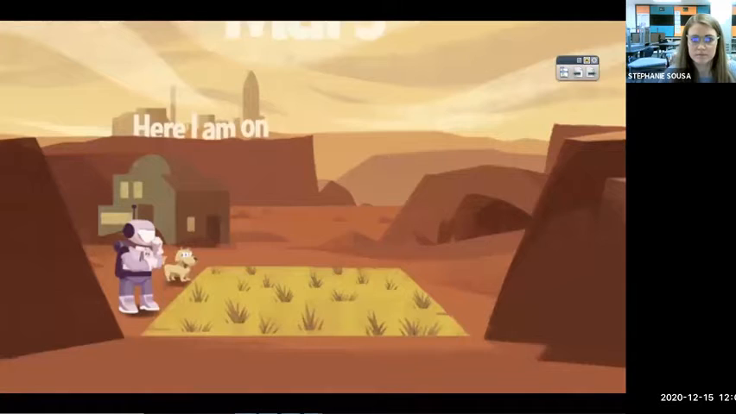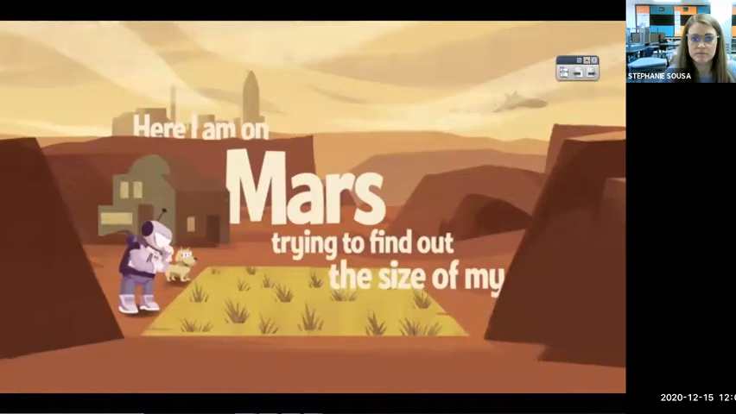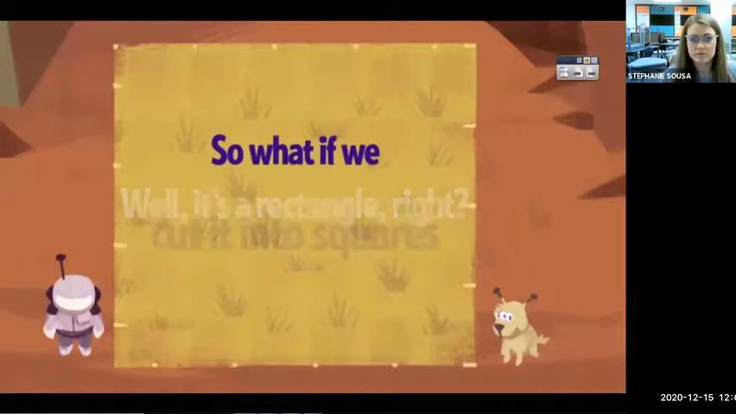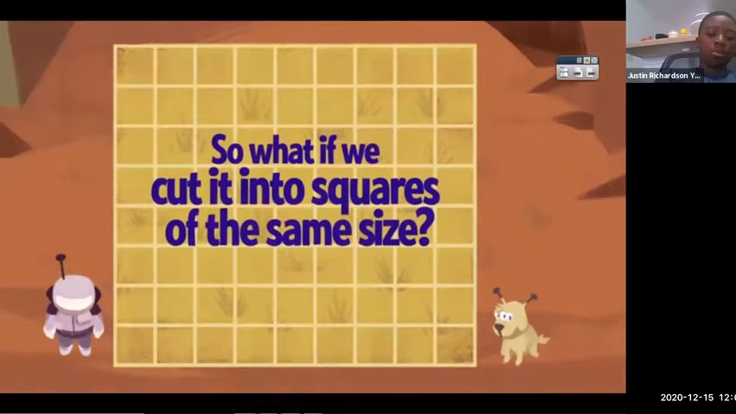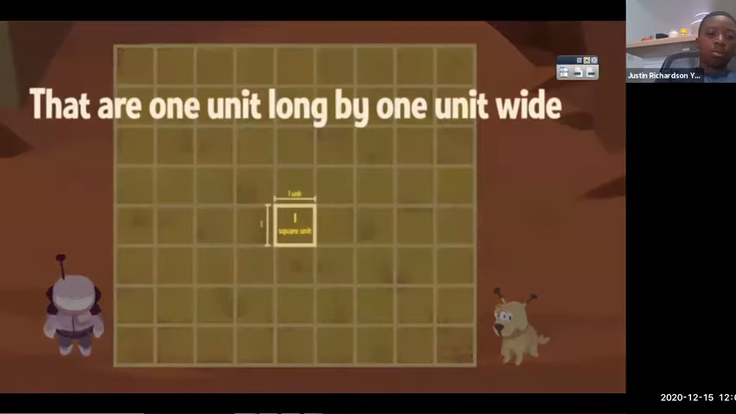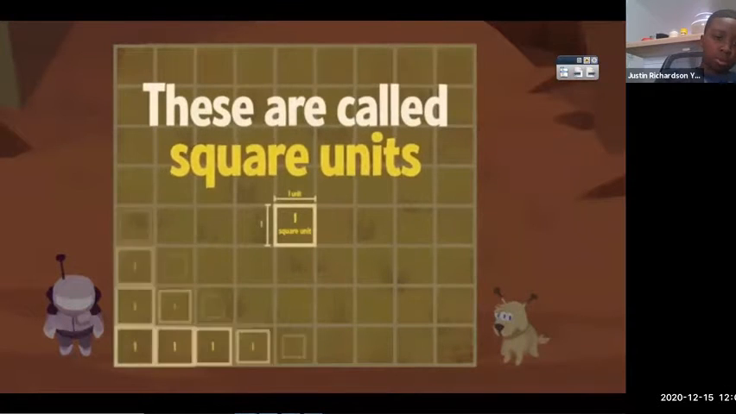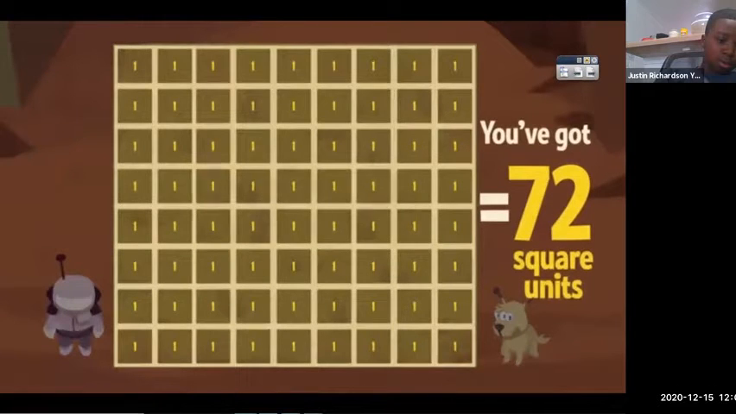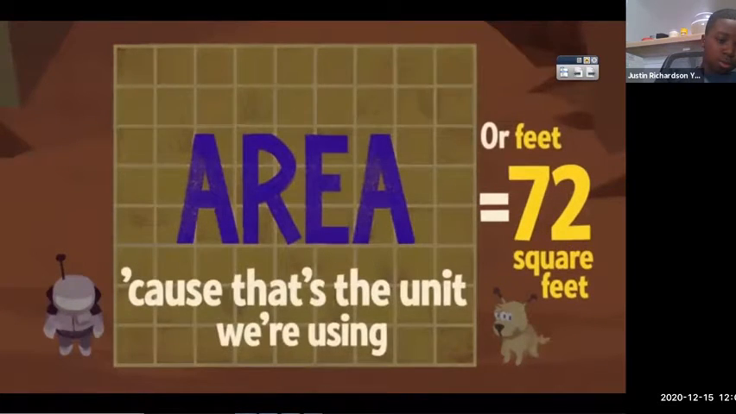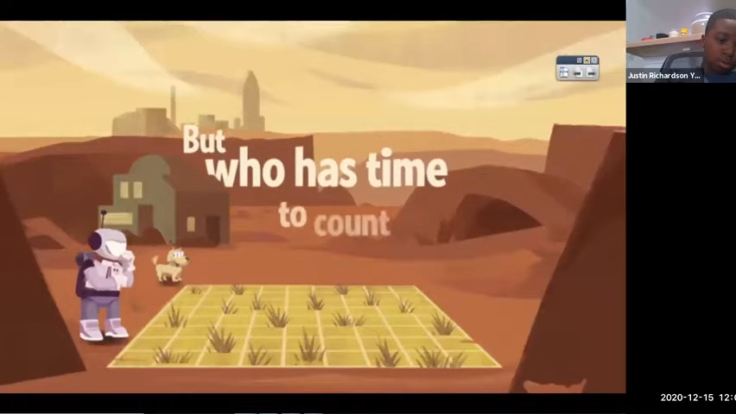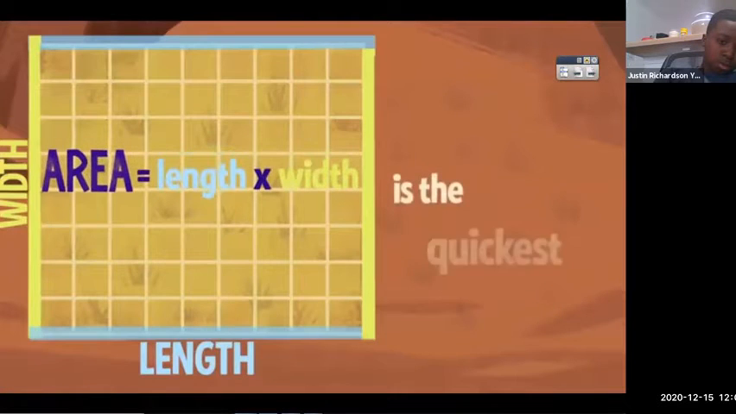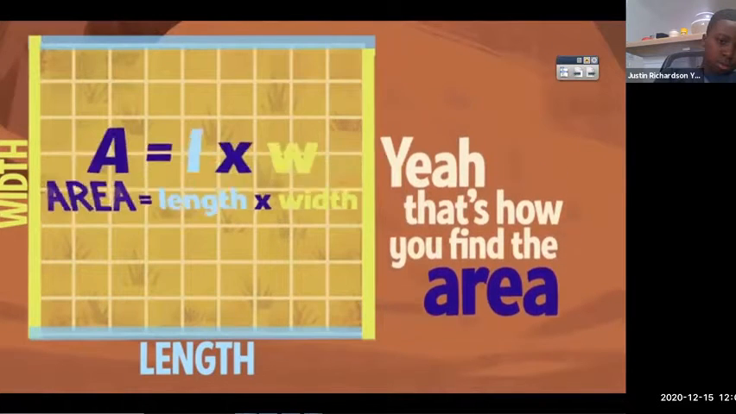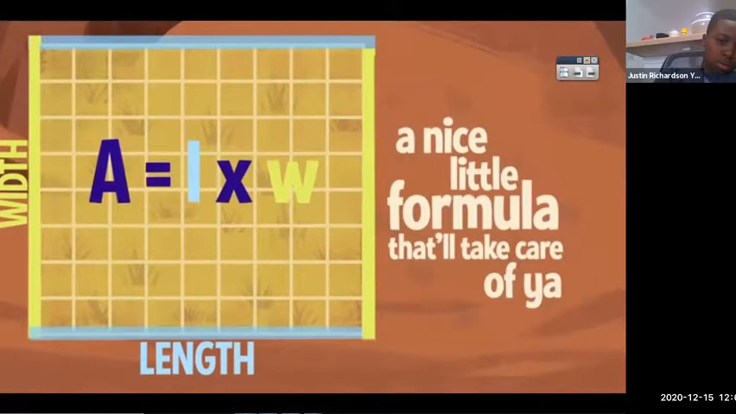Yeah, here I am on Mars, trying to find out the size of my backyard. Well, it's a rectangle, right? So what if we cut it into squares of the same size that are 1 unit long by 1 unit wide? These are called square units. Add them all up, surprise! You got 72 square units, because that's the unit we're using. But who has time to count squares? Length times width is the quickest way to get there. Yeah, that's how you find the area. A nice little formula that'll take care of you.